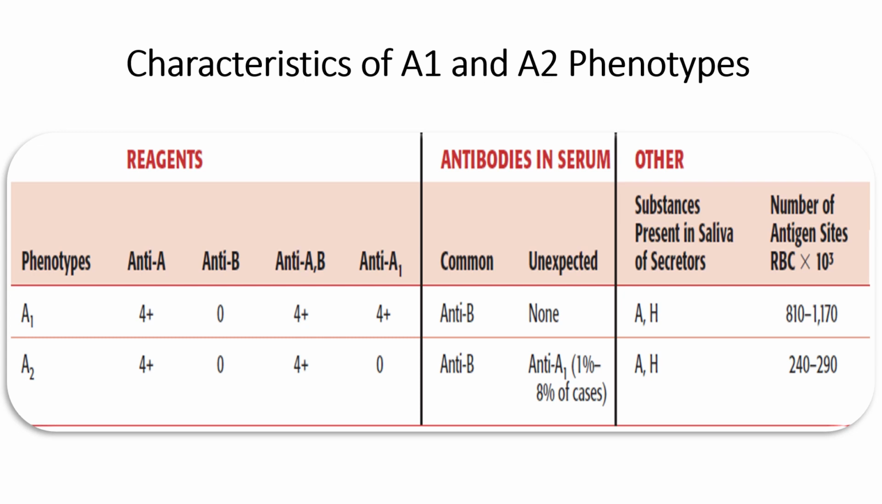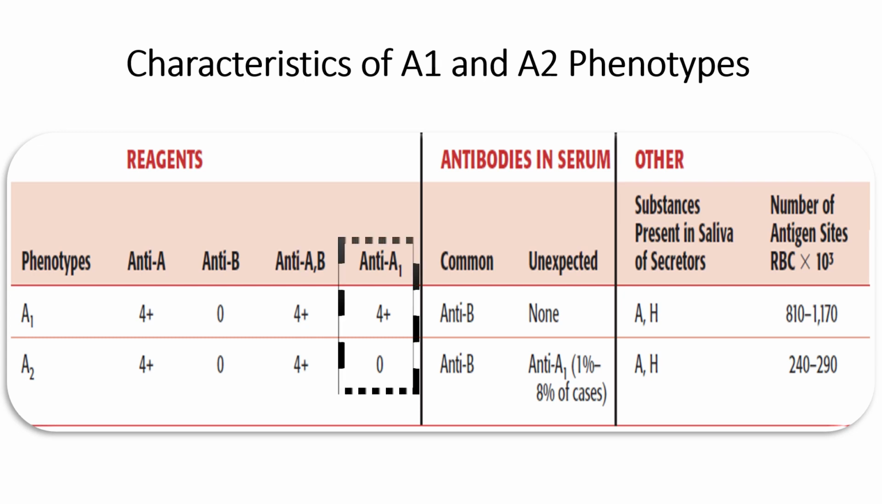So if you see on the bench work, we start comparing. How do we know that this is A1? It is because it will react with both anti-A and anti-A1. So when you do grouping, you can see that it reacts with both anti-A and anti-A1. But the A2 group is going to react with anti-A, but it will not react with anti-A1.